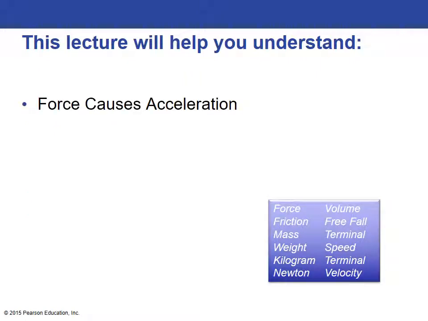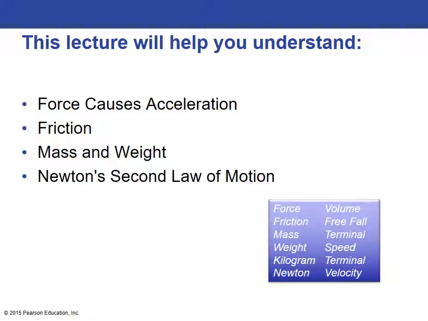What Chapter 4 covers, and this matches your book exactly, is that force causes acceleration. Force is the push or pull that causes something's movement to change. We're going to talk about a special condition of that, which is friction, to actually give it an official definition. We're going to talk about mass and weight and why, when we are using precise physics language, these two are different. We're going to give you the definition of Newton's second law of motion.